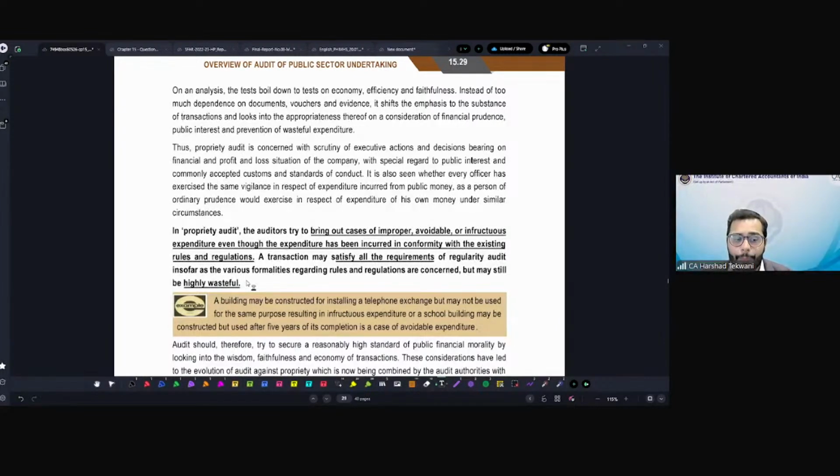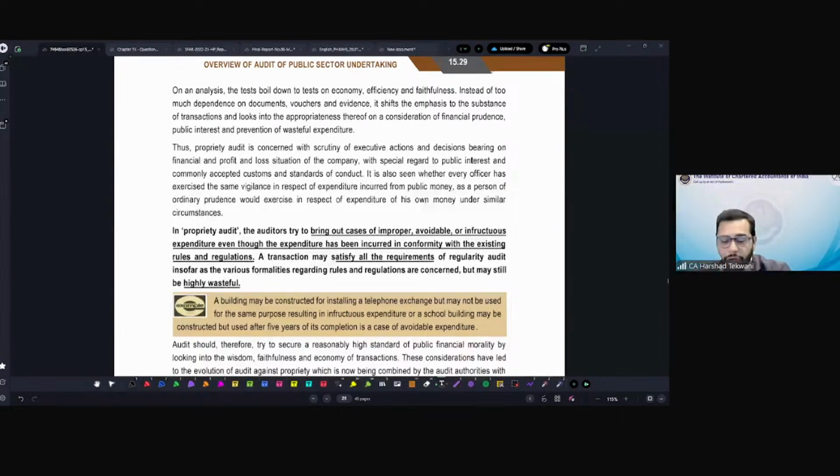Are you understanding the point? So these are the kinds of things which are checked in proprietary audit. And this is how it is different from your performance audit.